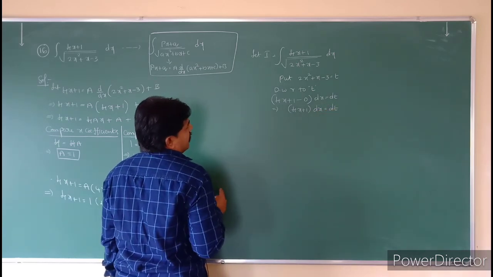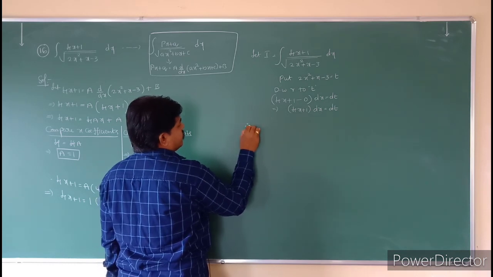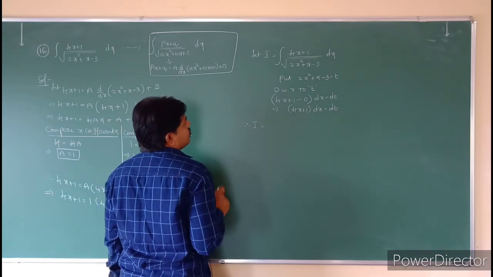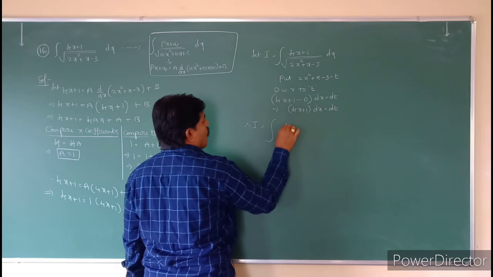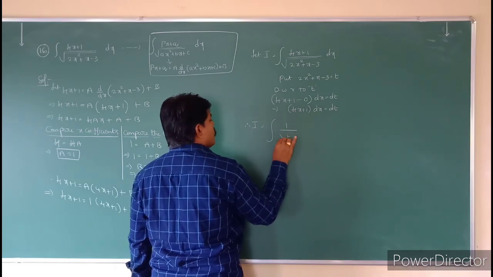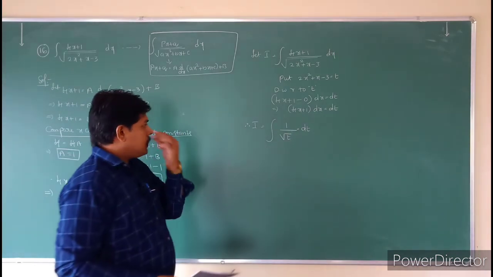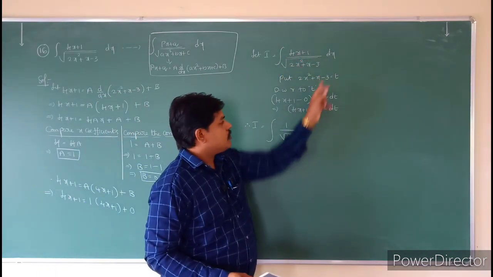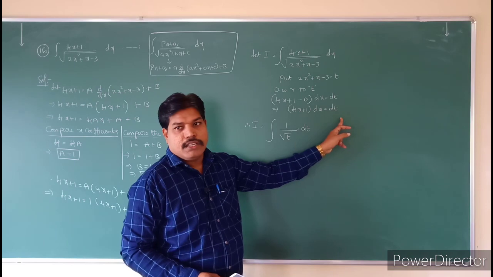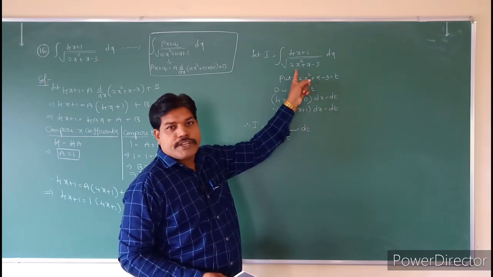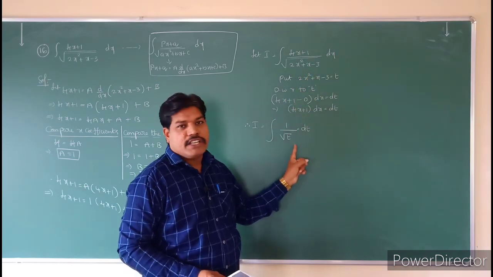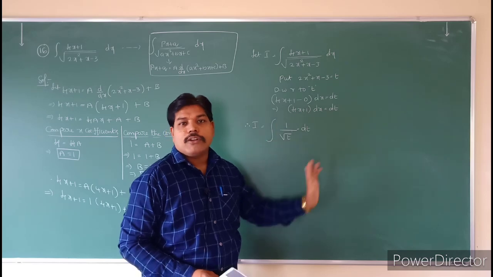So take the problem here. Therefore, I is equal to integral of 1 by root t into dt. So what happens? (4x plus 1) into dx value is dt, and root of 2x square plus x minus 3 value is t. So it will become integral of 1 by root t into dt.